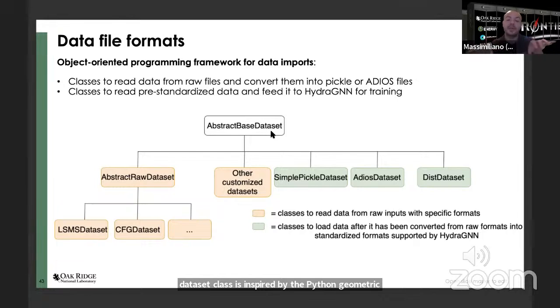And then two different subcategories of dataset classes inherit from this abstract class. The first subcategory of dataset classes is the one colored in orange. The goal of these classes is to read data from raw files as they are produced by simulation codes, and then convert these raw files into PyTorch Geometric data objects. The second category of dataset classes instead takes in input PyTorch Geometric data objects and writes them either in pickle or in ADIOS format based on the type of format that the user wants to rely on. And then once the PyTorch Geometric data objects are written on files, they can be used an arbitrary number of times for as many subsequent trainings of the model as you want.